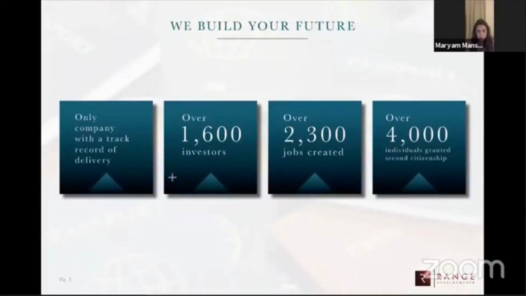So as you can see, we have in total 1,600 investors on board with us. We're very grateful and thankful for them. We've created around 2,300 jobs in the Caribbean. In total, out of those 1,600 investors, we have granted 4,000 citizenships.